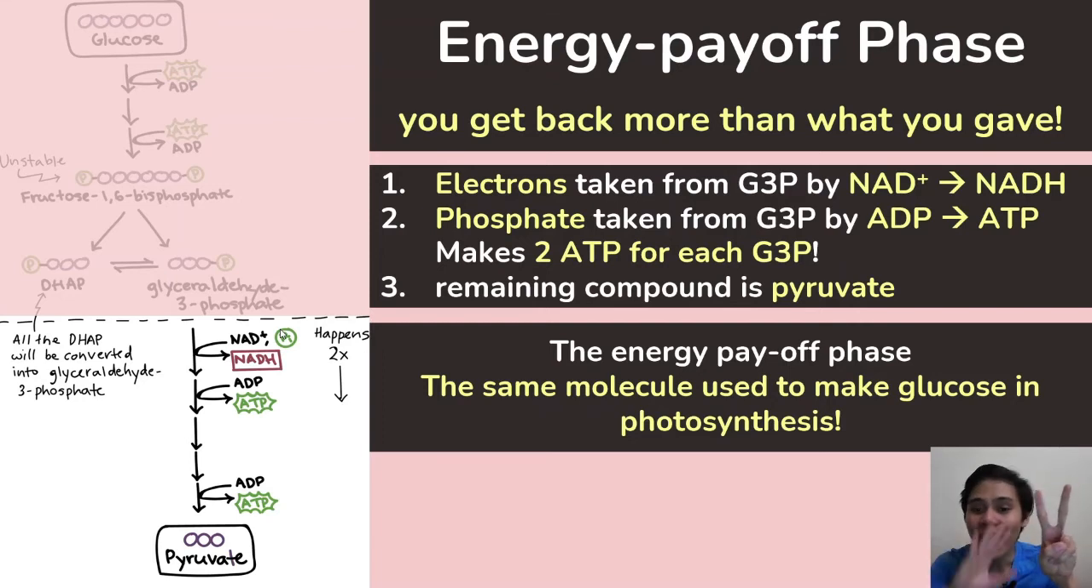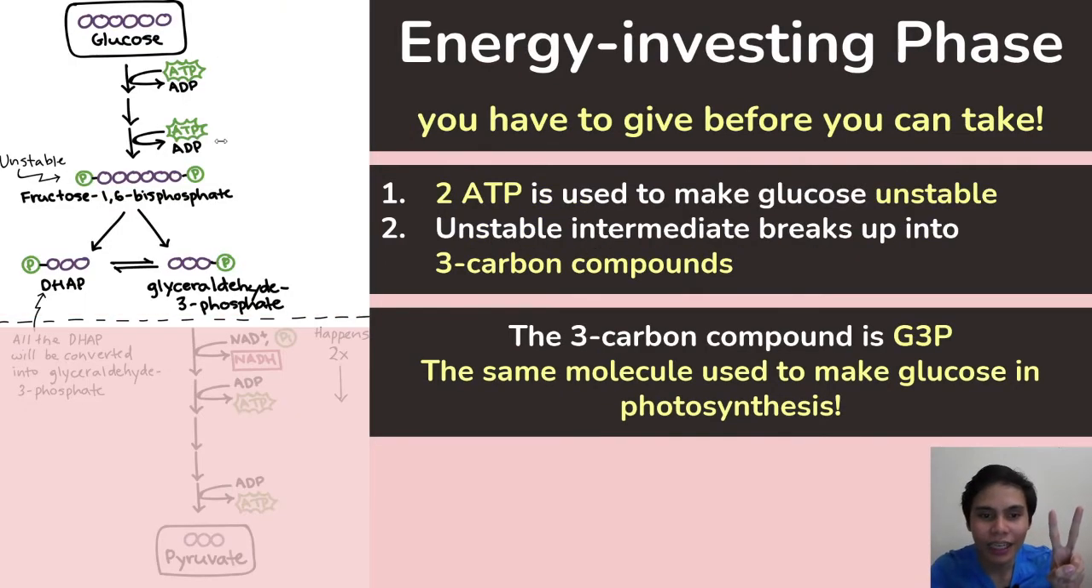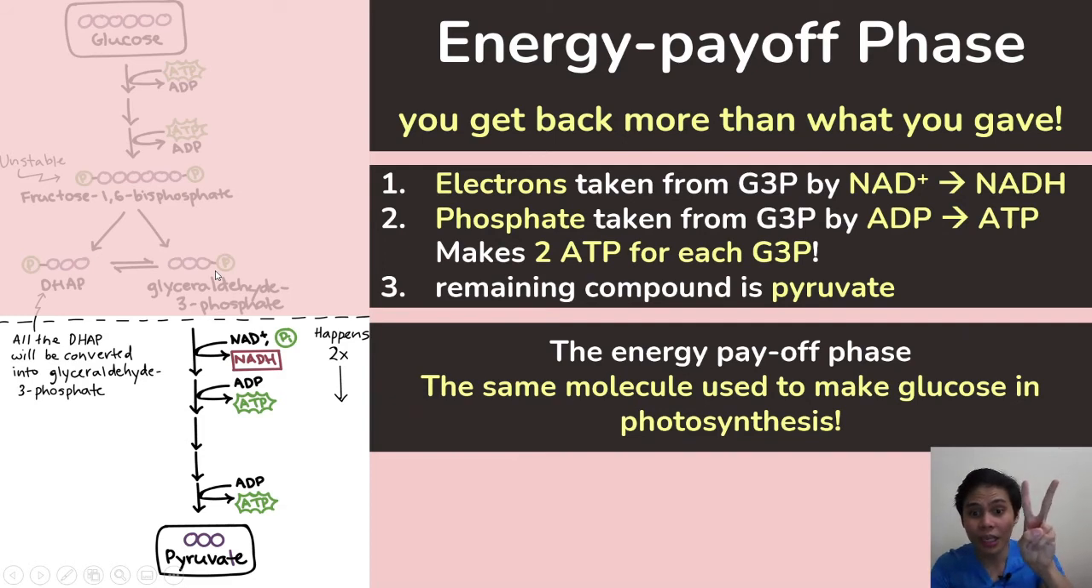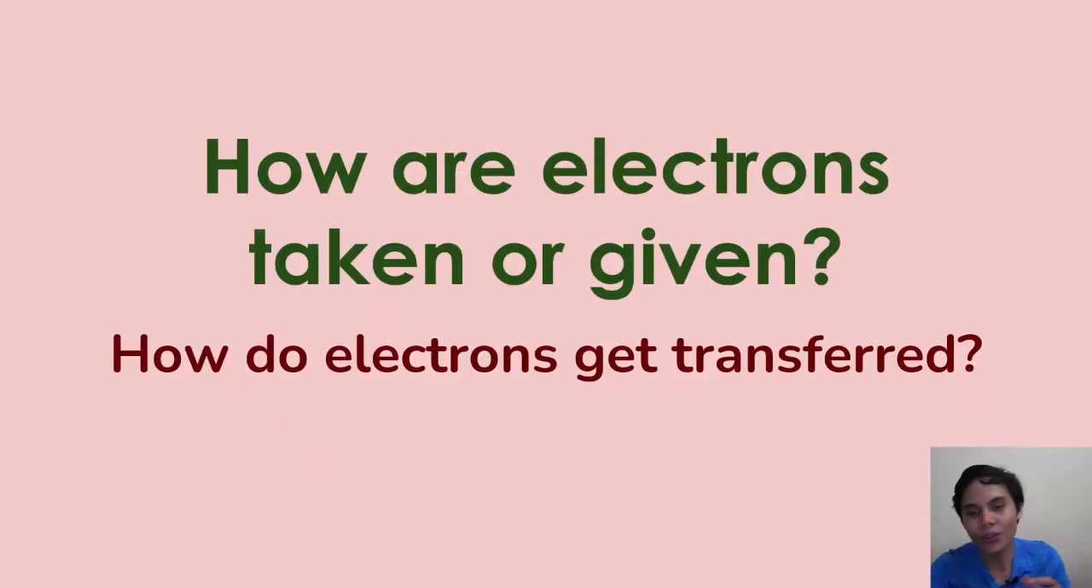And now, how many G3Ps do we have? Again, from your glucose, we broke it down into 2 things. This one was converted into G3P, so we have 2 G3Ps, which each makes 2 ATP. So in total, we get 4 ATP from 1 glucose. So here we see that even though we invested 2 ATP, we got 4 ATP back. So, 4 minus 2, you have a net gain of 2 ATP.